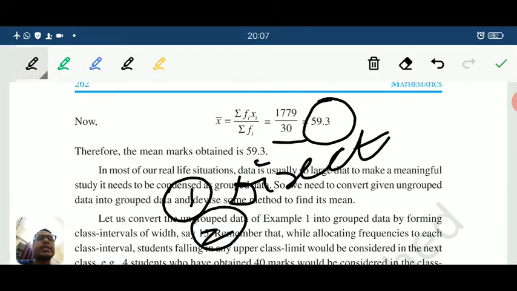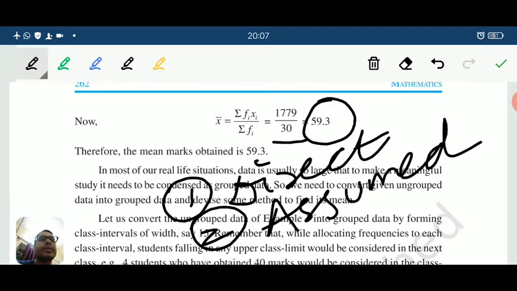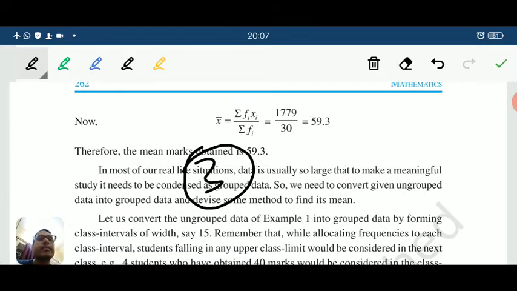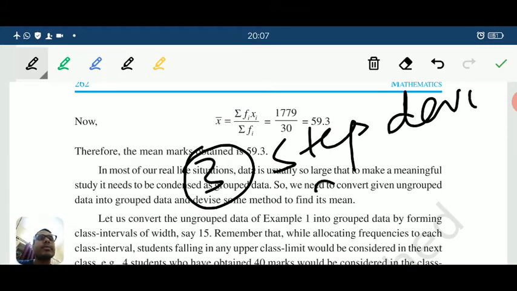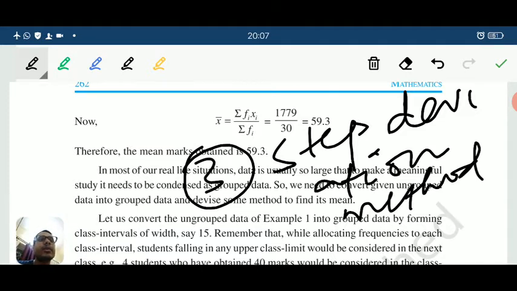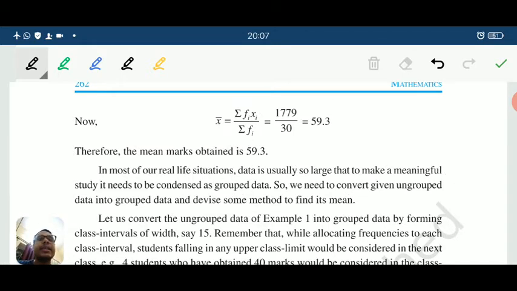The second is called the assumed mean method. And the third one is the step deviation method. So the first one is the direct method, second is the assumed mean method, and third is the step deviation method. In all these 3 methods, the values which you get are approximate, not the exact values.